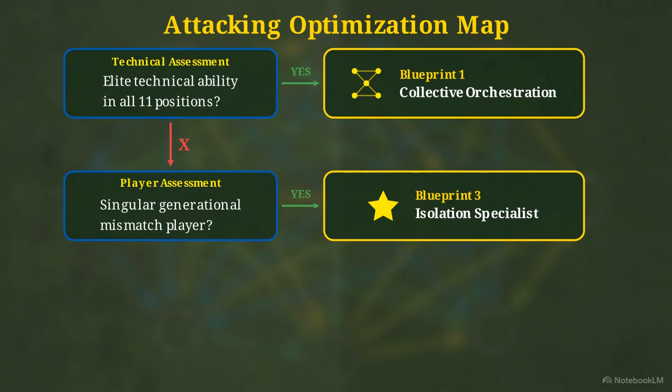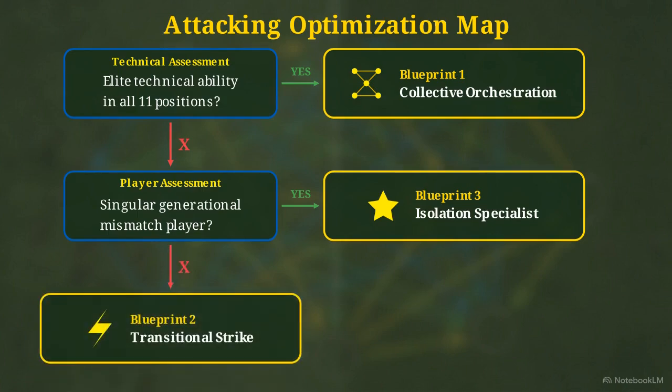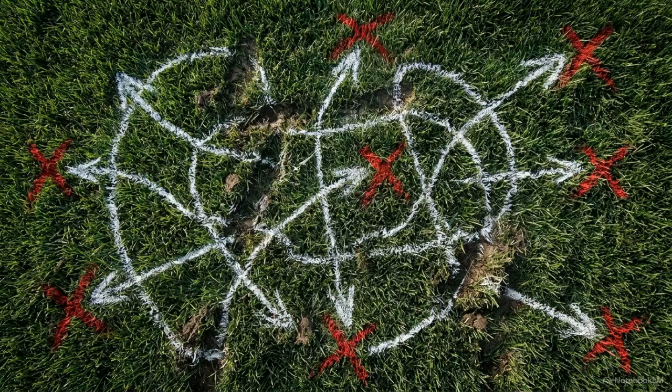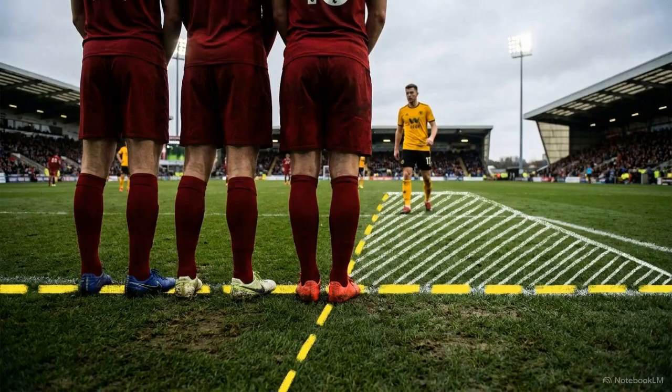Node 2 asks, do you possess a singular generational mismatch player? If the answer is yes, you accept the high variance and run Blueprint 3, the isolation specialist. If the answer is no, your mathematical default must be Blueprint 2, the transitional strike. If you lack world-class cohesion across your roster, do not attempt to emulate the 1970 squad. You will leak goals. Instead, optimize for counterattacks and drill the offside trap.